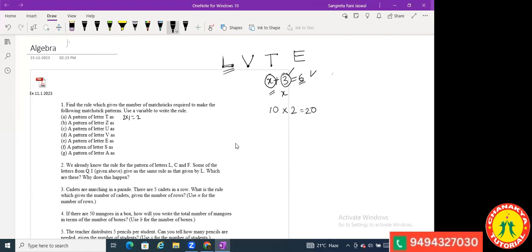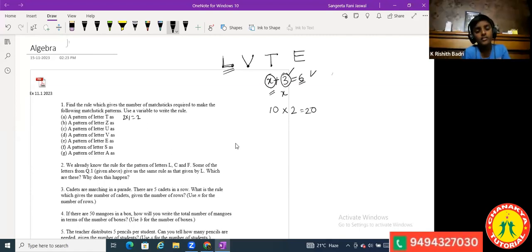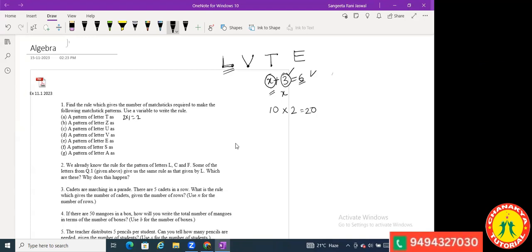Z, to make Z, how many matchsticks are required? 3 matchsticks are required for one alphabet. So that's 3 into 1. If the number of Z's is more, we will write x. So for the number of alphabets, we will write x, and the matchsticks are given as 3.